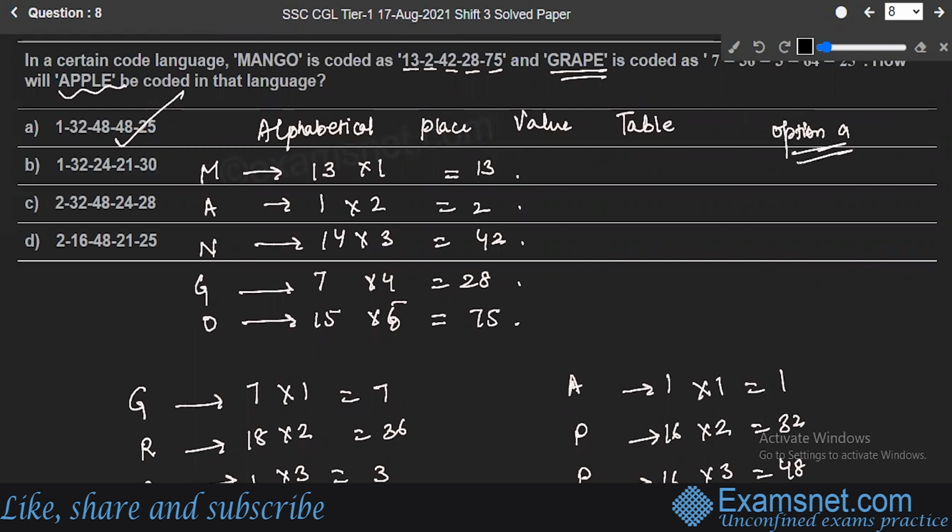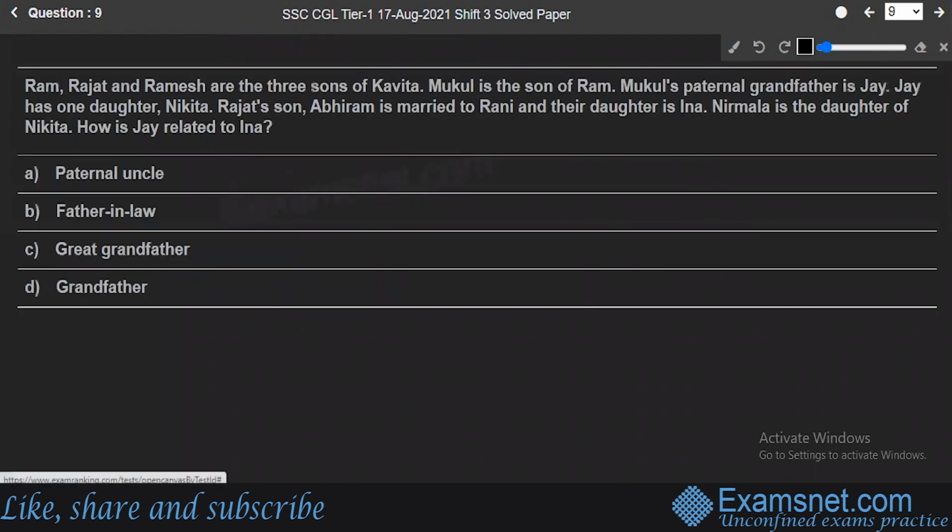I hope you're clear with this. Let's move to the next question, number 9. In this question, Ram, Rajat, and Ramesh are three sons of Kavita. A number of relations are given, so please listen to this carefully.